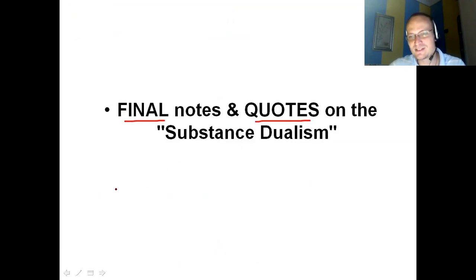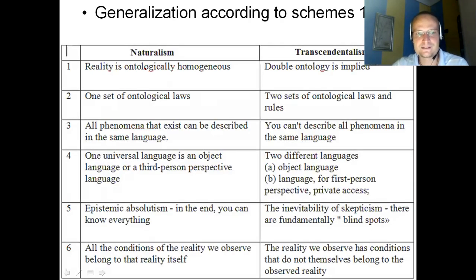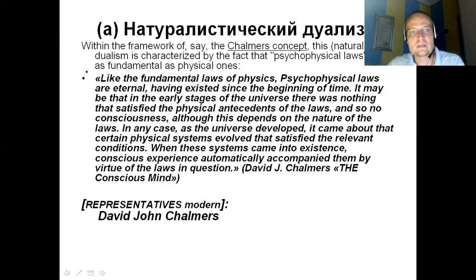Final notes and quotes. Very shortly, I will not talk about all the moments that I planned here, but only about personality and the one quote for naturalism. It is a general scheme for naturalism and transcendentalism. I think that we will talk about this scheme and the different positions in our seminars. And one quote for the naturalist. I'm sorry, here it is in the Russian language, it's my mistake.